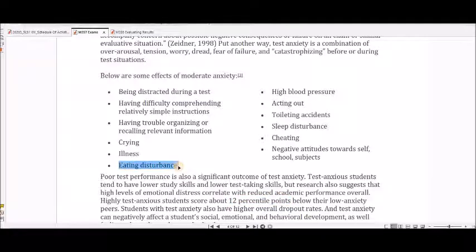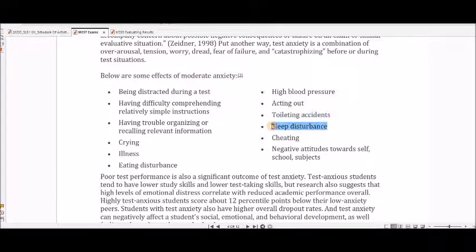People can get eating disturbances. You just don't feel like eating, or you're so worried you don't eat. It can cause high blood pressure or acting out, meaning you start showing off a little bit because you are concerned about the test. You start letting your emotions come out. This is sad because it is absolutely true. And there are people who get so physically upset that they have an accident, and it's happened. That could also include things like vomiting, by the way.